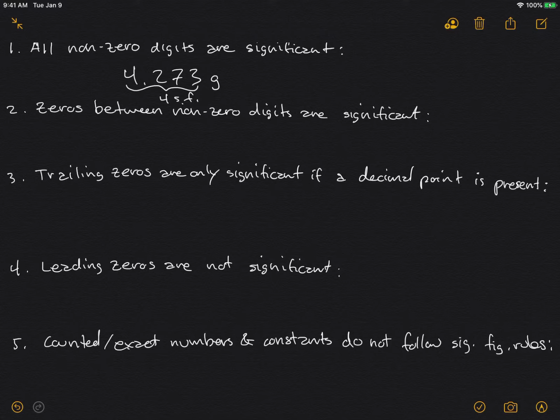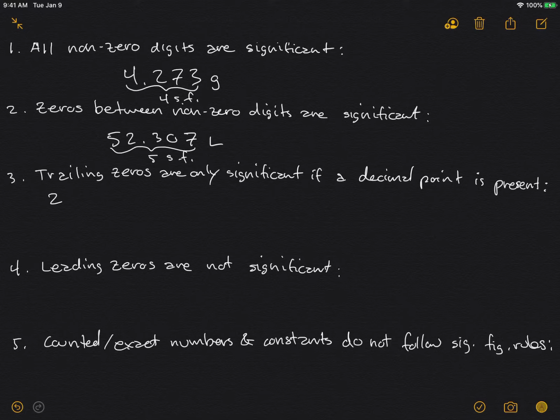If you see a number or a measurement like this, let's say 52.307 liters, then this number would have 5 significant figures since the zero is between non-zero digits. Now things start to get a little more interesting. Rule number 3 says trailing zeros are only significant if a decimal point is present.